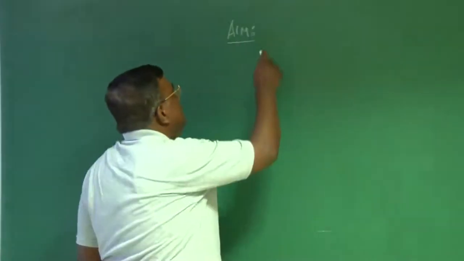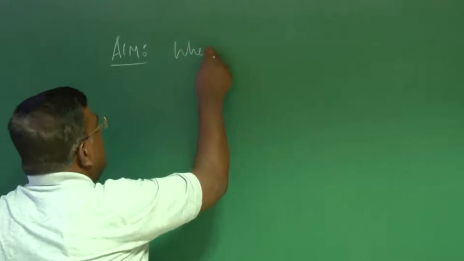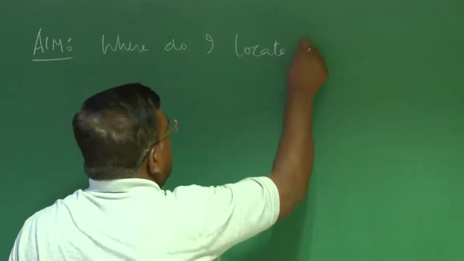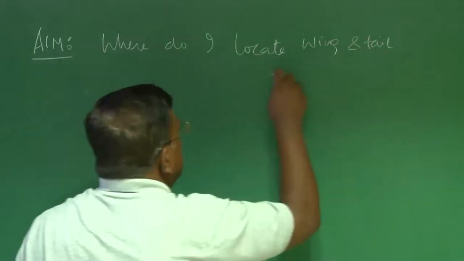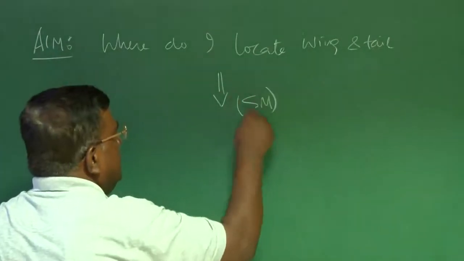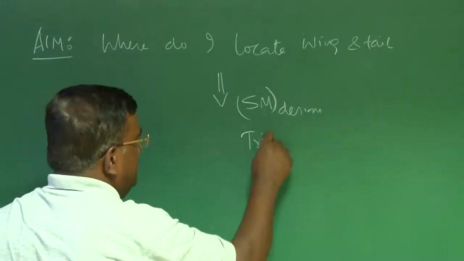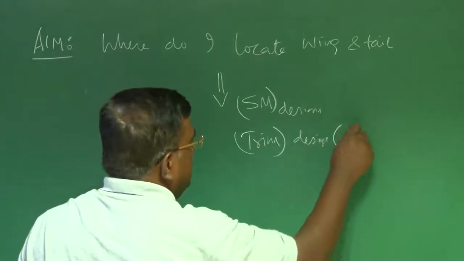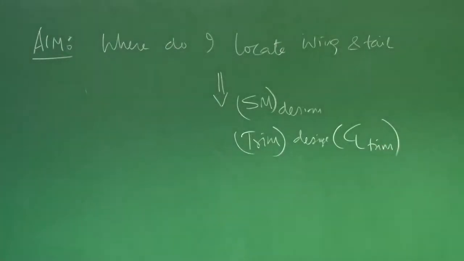So the aim is: where do I locate the wing and tail so that it has the design static margin and trim as per the design, by which I mean CL trim. Right? Okay, that is our aim.